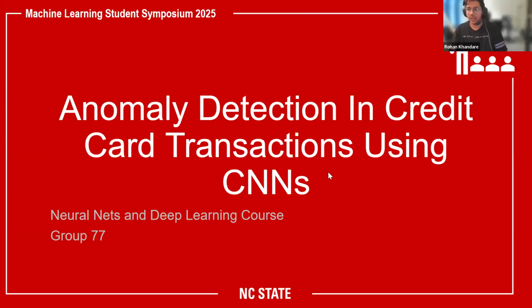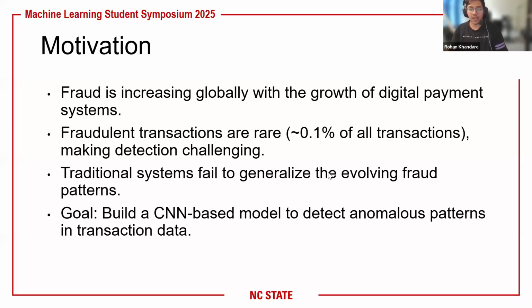Good afternoon, everyone. We are group number 77, and we are presenting our project today titled Anomaly Detection in Credit Card Transactions using CNN. As you all know, fraudulent transactions are increasing globally, and detecting them is challenging due to their rarity. About 0.1% of all the transactions are fraudulent. Traditional fraud detection methods fail to adapt to the constantly evolving fraud patterns, which is why we aim to build a CNN-based model to automatically detect anomalies in transaction data.